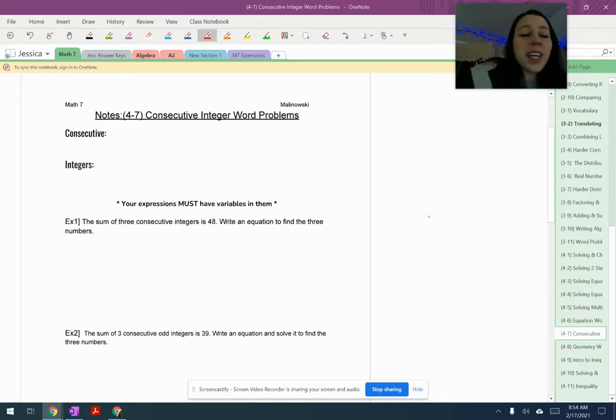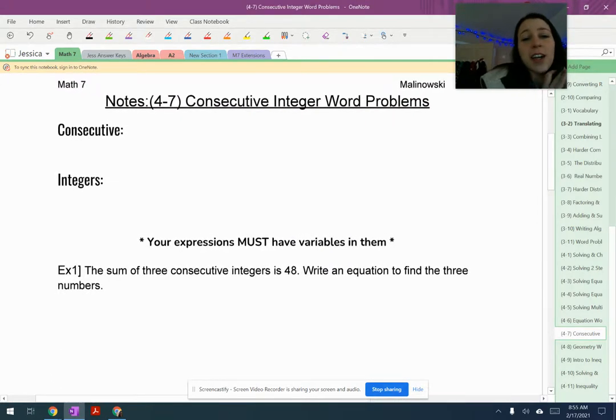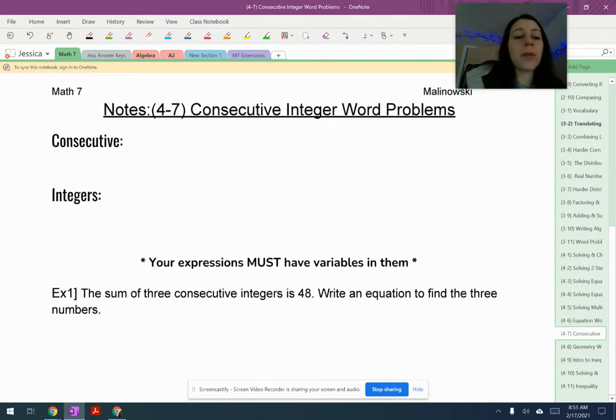So today we're looking at notes for 4-7. I hope you guys are all having a good break. And the notes today are on consecutive integer word problems. So we're moving on to equation word problems, as per our last lesson. So we're going to continue with that, just different kinds of word problems.